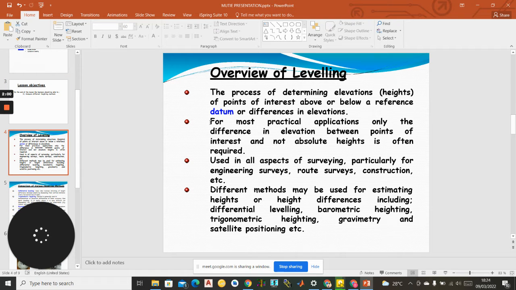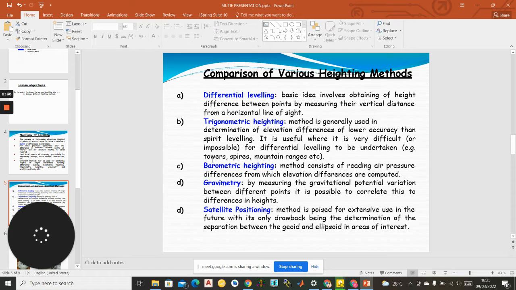Now, for the overview of what is leveling: leveling is a process of determining elevations, heights of points of interest above or below a reference datum, or differences in elevations. For most practical applications, only the differences in elevation between points of interest, and not absolute heights, is often required. So, these different methods may be used for estimating heights or height differences, including differential leveling, barometric heighting, trigonometric heighting, gravimetric, and satellite positioning. Let's compare these heighting methods and know how each goes about.